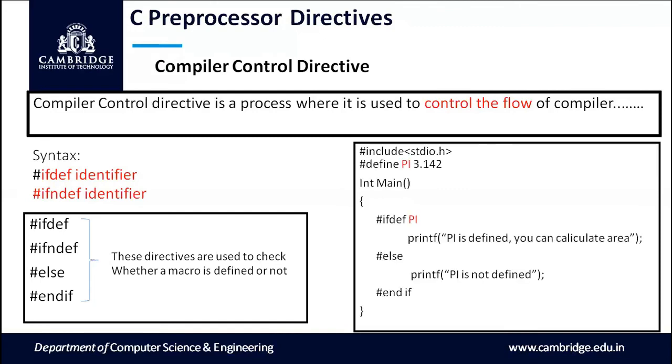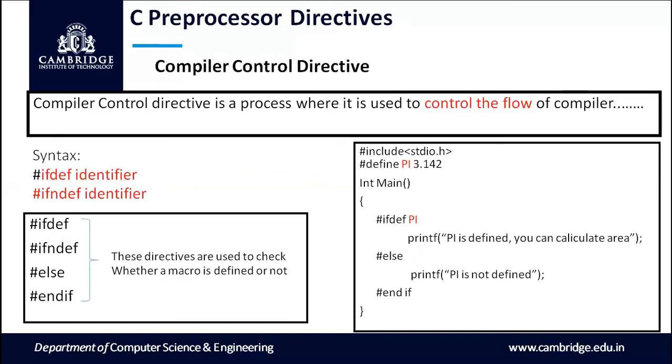Here the program is: #include stdio.h, a common line for all. Again, I have one more preprocessor directive, #define PI 3.142, and I have the main program. Here you have to observe #ifdef, def stands for defined, #ifdef PI. The meaning of this statement is whether I have defined PI or not. If I have defined it, this becomes true, and this printf will be printed, that is, PI is defined, you can calculate area.